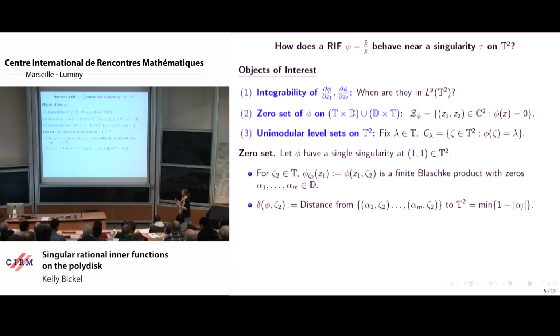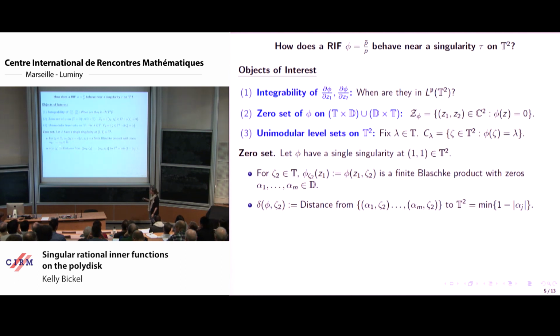All right, so if our function has a single singularity at (1, 1), we can take any unimodular constant and plug it into the second coordinate and reduce to a one variable function. And this one variable function ends up being a finite Blaschke product that comes equipped with a set of zeros inside the unit disk. And so one thing that we were interested in studying is, if I take zeta 2 and send it towards 1, so towards the z2 coordinate of the singularity, one of these alphas, one of these zeros inside the disk, is going to have to tend to 1 as well, because the zero set has to be going towards the point (1, 1). And we can study how that's happening.